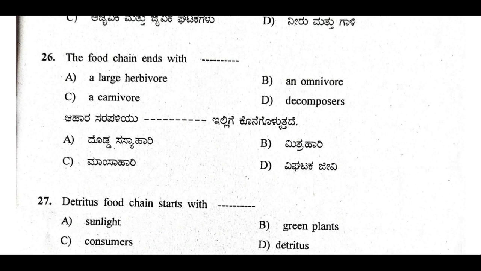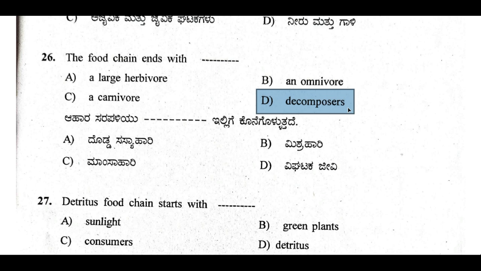Decomposers are organisms that get energy from dead and waste organic materials. This is the last stage of the food chain. So therefore, here in the question also they ask, the food chain ends with decomposers. So option D is the right answer, decomposers.